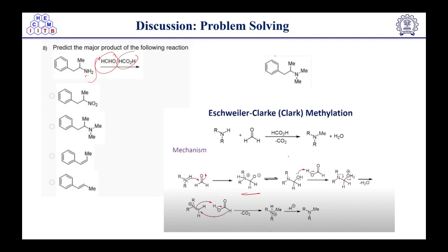After this attack we'll get this intermediate. Then it will take the proton from acid and it will become H2O to undergo the elimination, and after the elimination we'll get the iminium ion, and this iminium ion will further be attacked by hydride ion to give the methylated intermediate, which after the proton loss and elimination will give the methylated product.